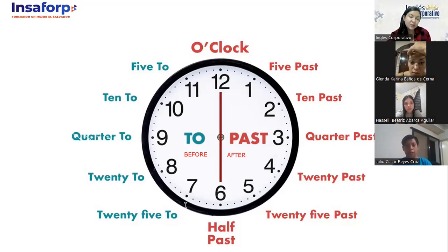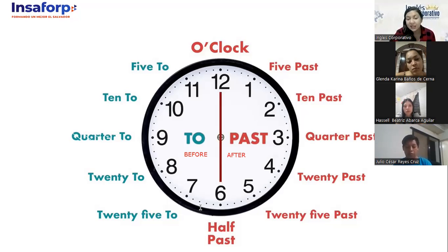It's 25 to 10, or it's 25 before 10. It's 20 to 10, or it's 20 before 10. It's 9:45. It's 9:50. Okay? So de este lado decimos, front side, decimos los minutos que ya pasaron de la hora.